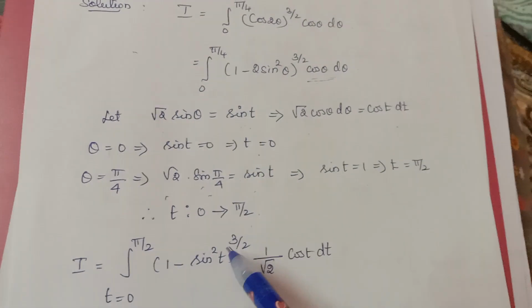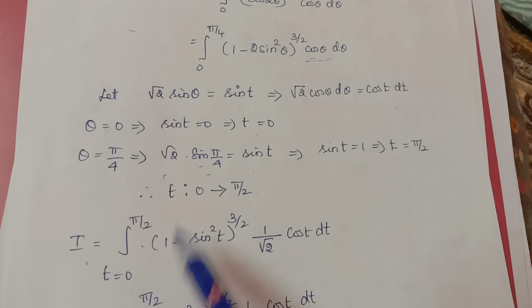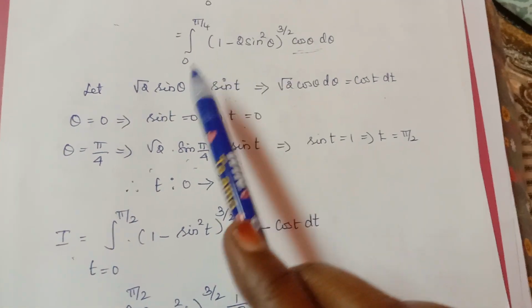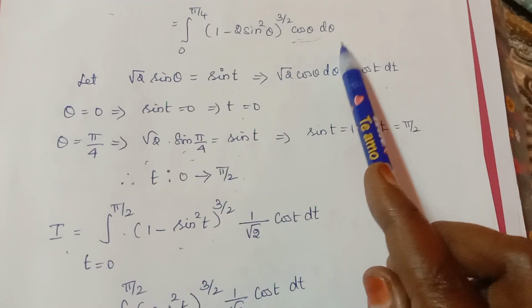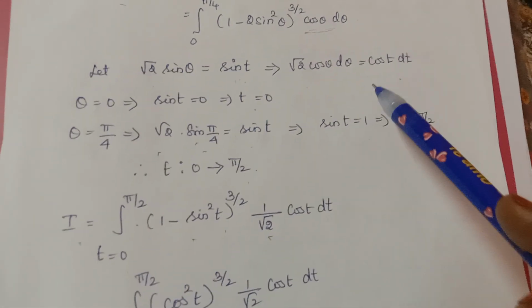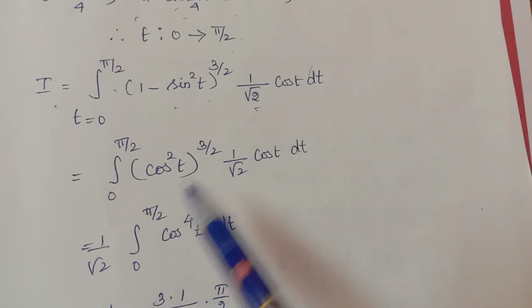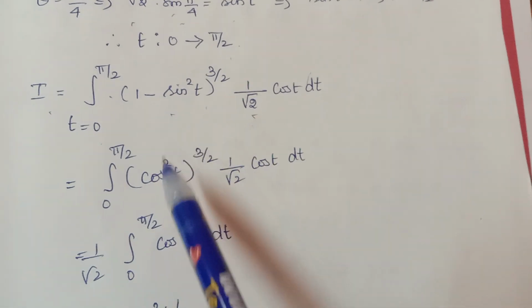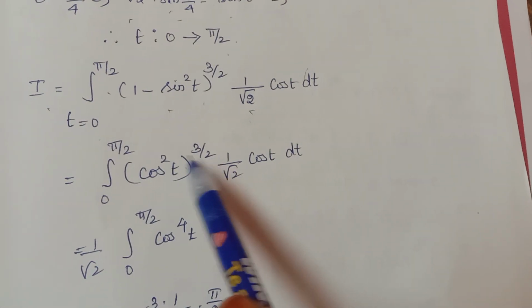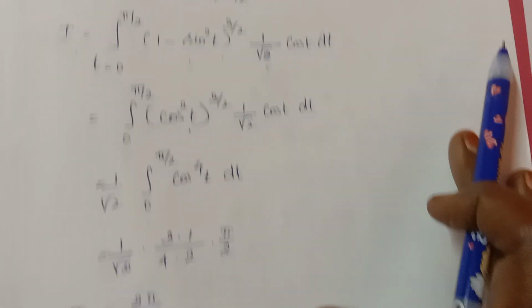Now let us make use of all these things in the given integral. I equal to integral, t varies from 0 to pi by 2, (1 minus, instead of this 2 sin square theta, what can I substitute? Sin square t) the whole power 3 by 2. Instead of this cos theta d theta, I can substitute 1 by root 2 cos t dt. That's all. You take this 1 by root 2 outside. So here 1 minus sin square t is what? Cos square t. So that cos square t and power 3 by 2, 2 get cancelled. So it will be simply cos cube t. One more cos t is here.